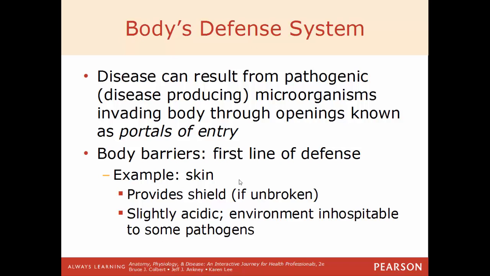Now we'll move into the body's defense system. Disease can result from pathogenic microorganisms like viruses, bacteria, and mold spores that can get into your body through various ports of entry. So your first line of defense against any disease is the skin, for example, your mechanical barrier of the skin. Things can't get you sick if they can't get inside your body in the first place. So if a virus can't get into your nose, it can't give you the flu, for example. Viruses, bacteria, and fungal spores can't do any damage to you unless they get inside your body and get beyond that first line of defense of your skin.